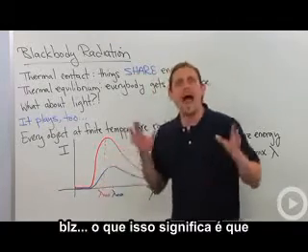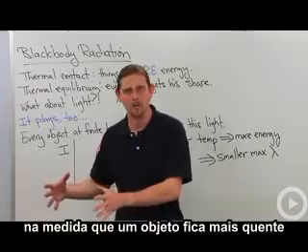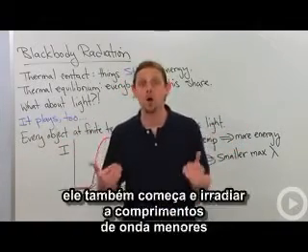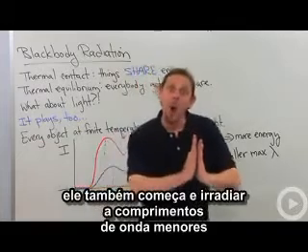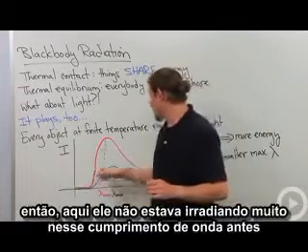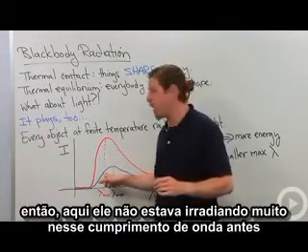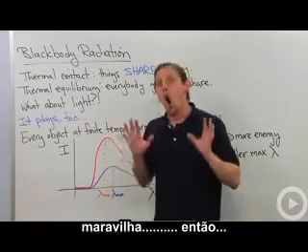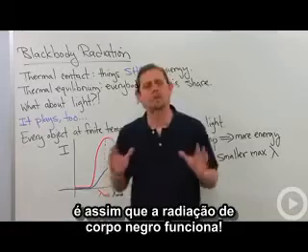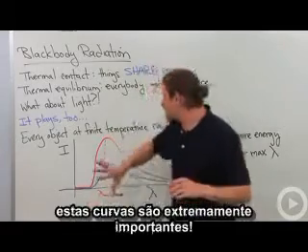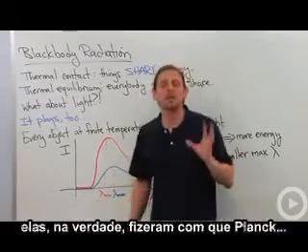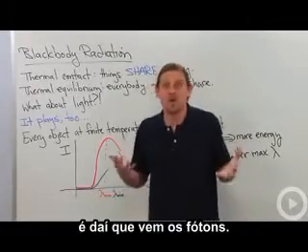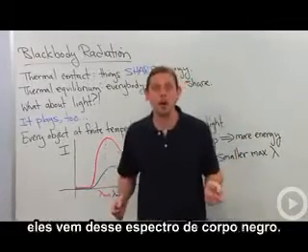So what that means is that as an object gets hotter, it not only radiates more overall, it also starts to radiate at lower wavelengths. So here, this one wasn't radiating very much at that wavelength before, but then we heat it up, and now that becomes the maximum radiation. All right, so that's the way that black body radiation works. These curves are extremely important. They actually led Planck to propose photons. That's where photons come from. They come from this black body radiation spectrum.